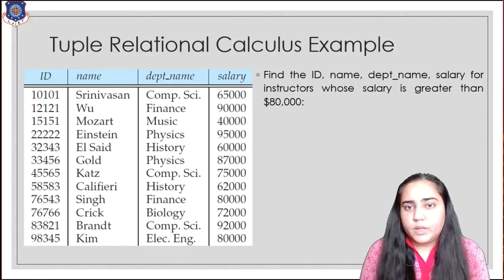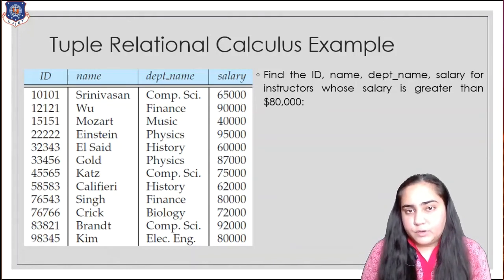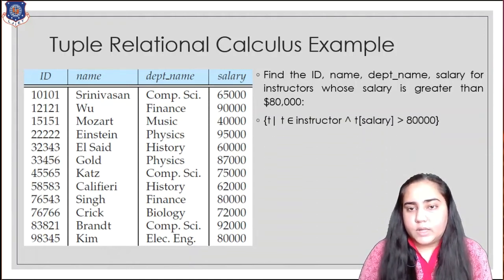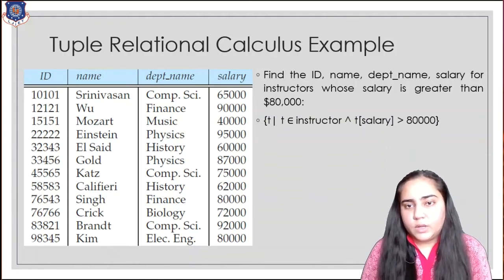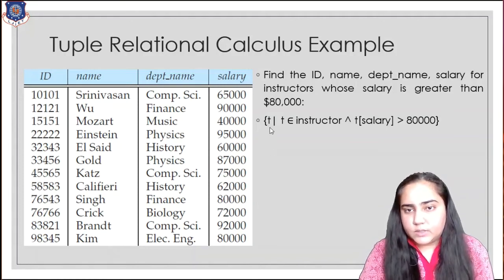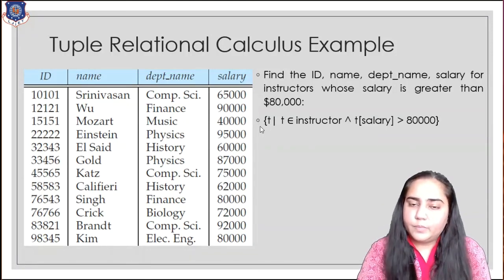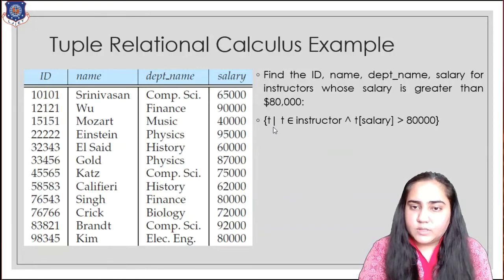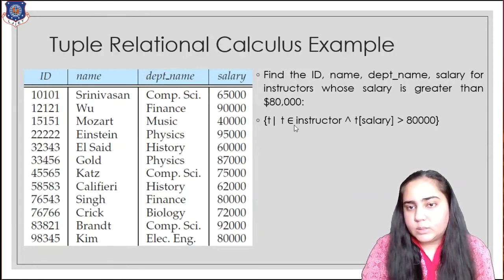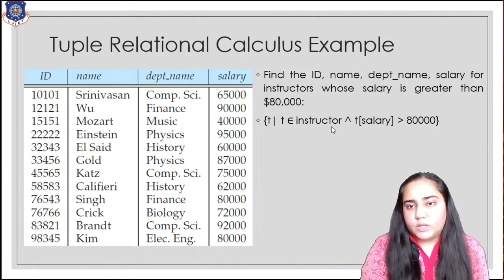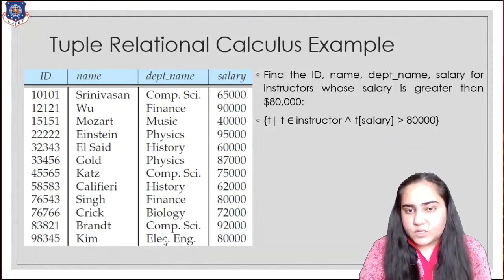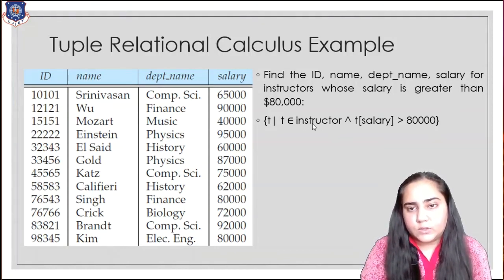Now for this video, we are going to do this in the form of a tuple relational query, which looks like this. So what you have here is T, which is right here. So this is T, and T is a tuple once again. So we are talking about all the rows of this table. And this pipe over here means such that. So T such that T belongs to instructor, because we are talking about only rows from the instructor relation, not some other relations.